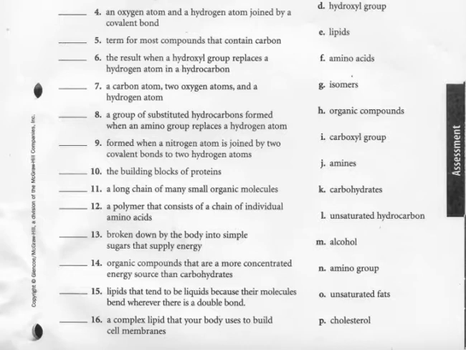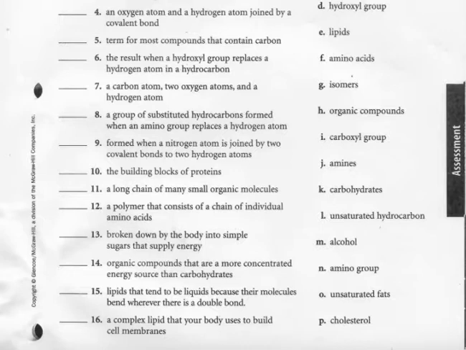15, lipids that tend to be liquids because their molecules bend where there is a double bond. That would be an unsaturated fat. And 16, a complex lipid that your body uses to build cell membranes. That's P, cholesterol. Again, on the back side, which you'll do on your own, numbers 1 through 8, you're filling in organic or inorganic.